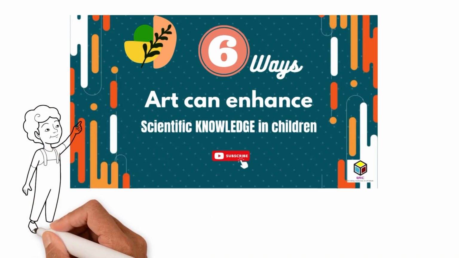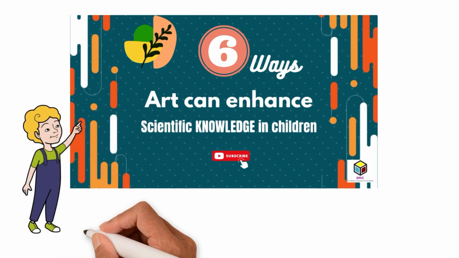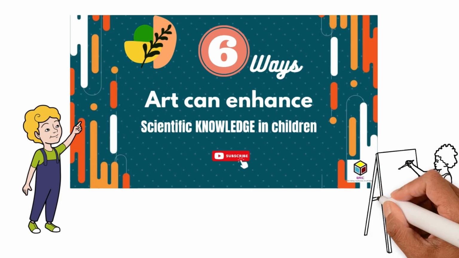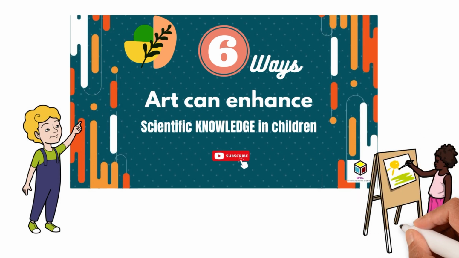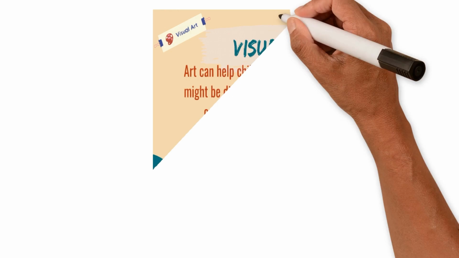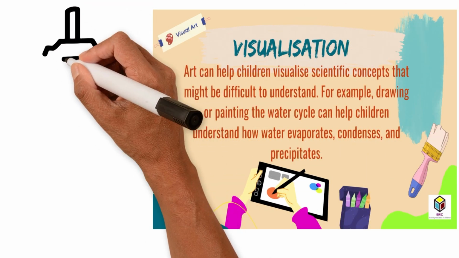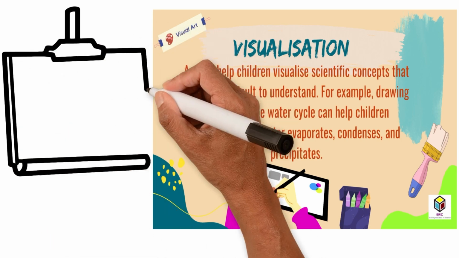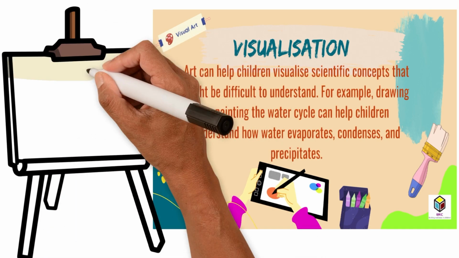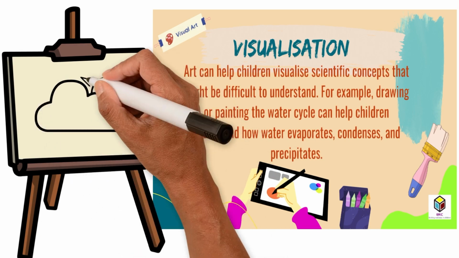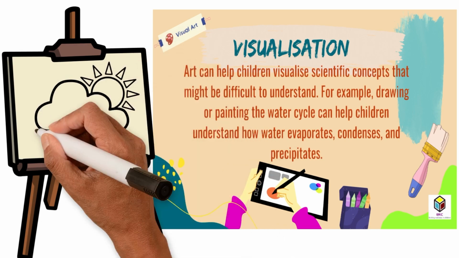In this video, we are going to explore 6 ways arts can enhance scientific knowledge in children. Art can be a very powerful tool to enhance scientific knowledge in children. Number 1, visualization. Art can help children visualize scientific concepts that might be difficult to understand. For example, drawing or painting the water cycle can help children understand how water evaporates, condenses, and precipitates.